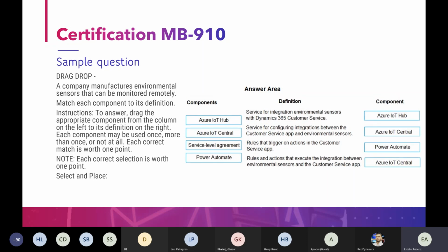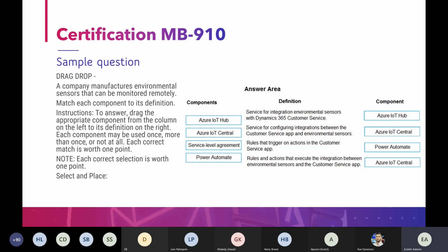So the answers are, the first one, you can relate it to IoT Hub. When you see sensors, generally sensors are related to IoT. With this definition, you were already able to think that the first choice could be Azure IoT Hub or Azure IoT Central. But integrating environmental sensors is not automatic, so it's Azure IoT Hub, the service for configuring integration between the customer service app and environmental sensors. The other is IoT Central, because IoT Central gives you a global solution to connect your IoT very easily to your solution in Azure or in Microsoft 365 or in Dynamics 365.